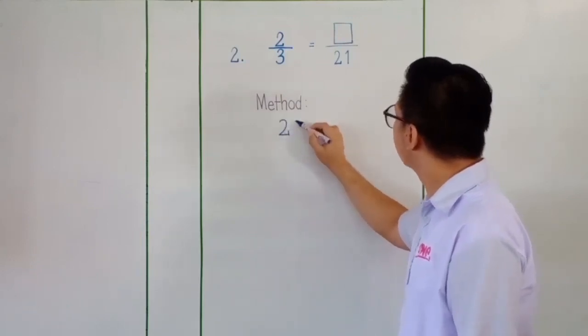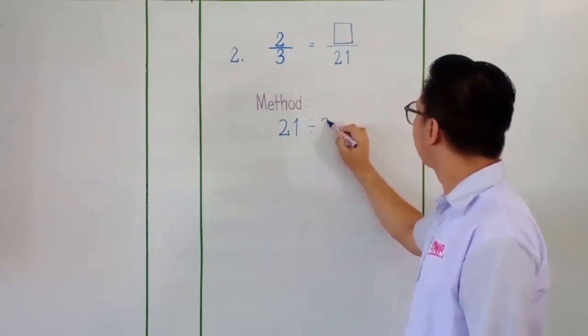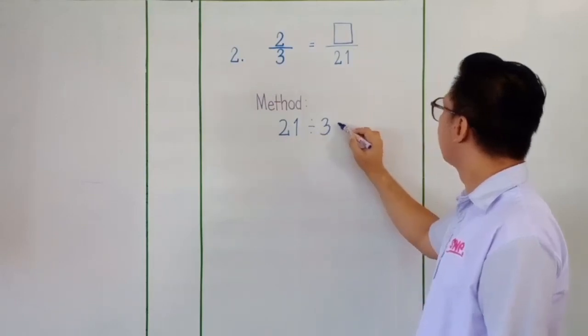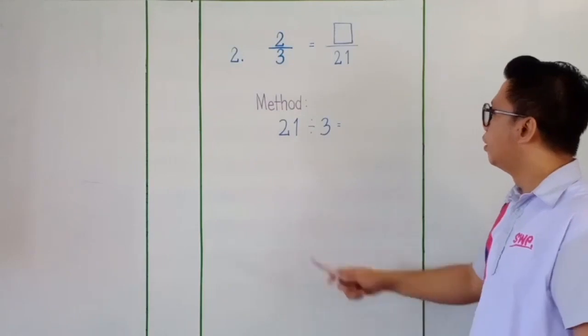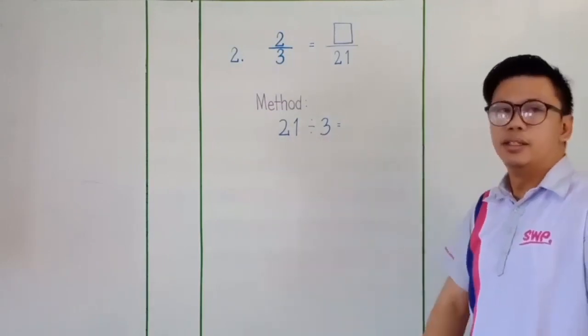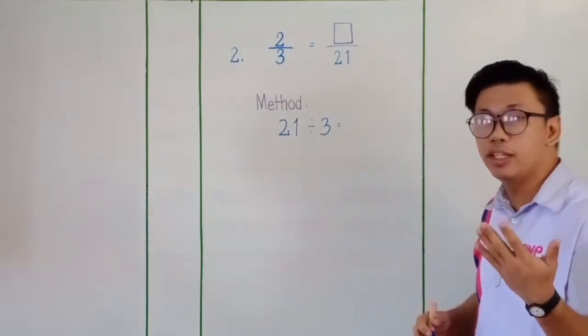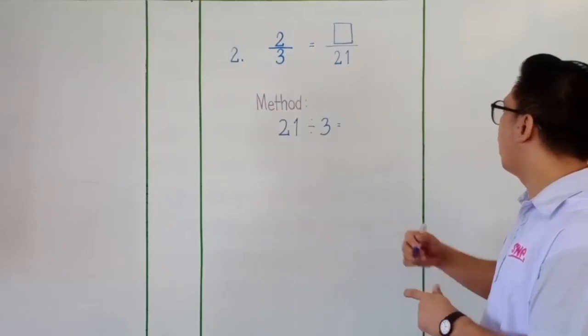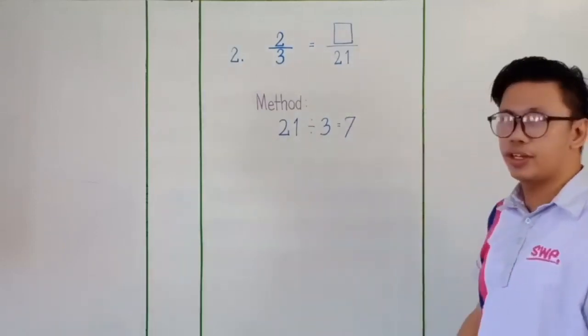So let's start. So we will write 21 divided by 3 equals. So we have here 21 divided by 3. So what will be our answer here? Again, what is our answer? 7. Very good. So our answer is 7.